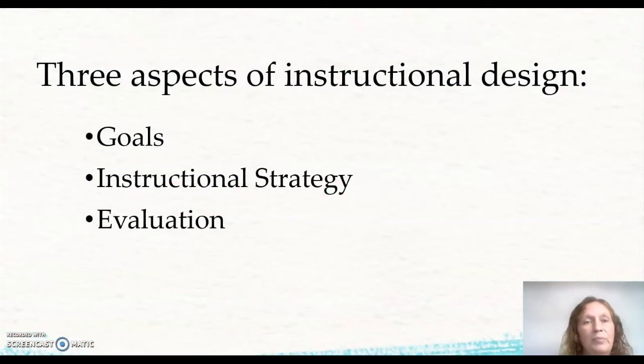There are three aspects that instructional designers are concerned with when considering instructional design: goals, instructional strategy, and evaluation. Goals are where you are going. Instructional strategies are how you will get there. And evaluation is how you know when you have arrived.